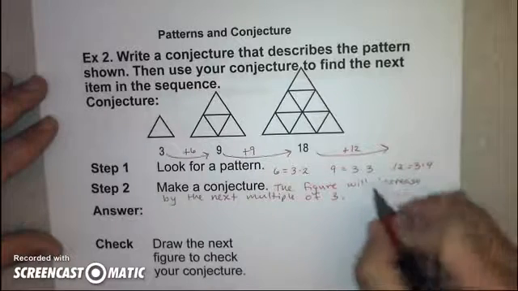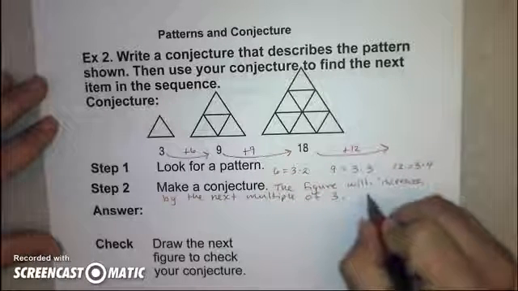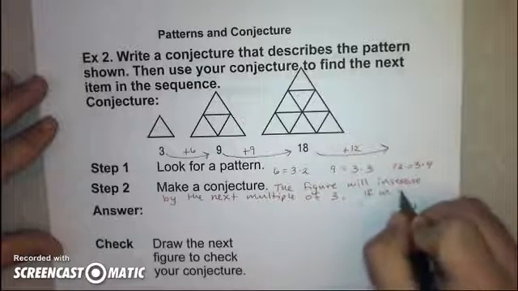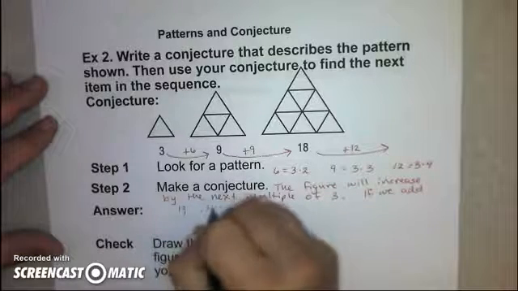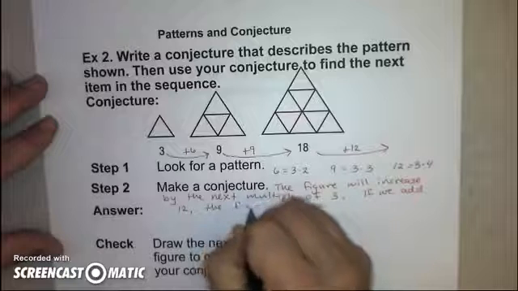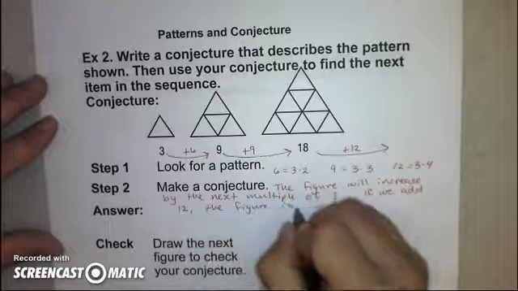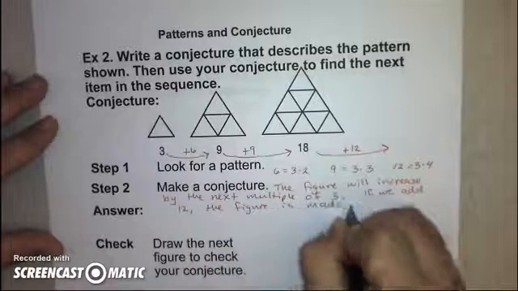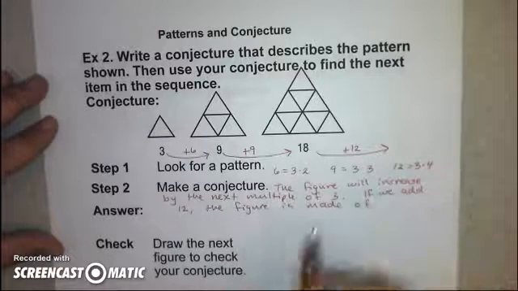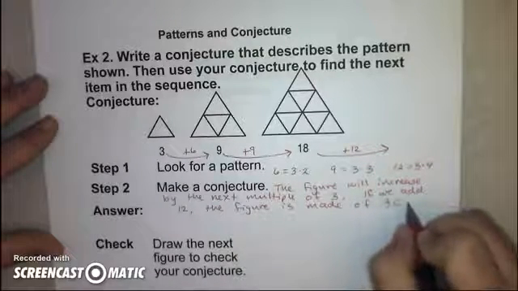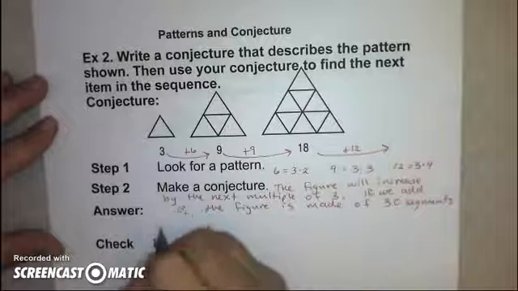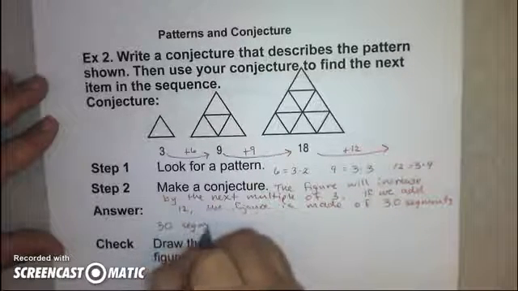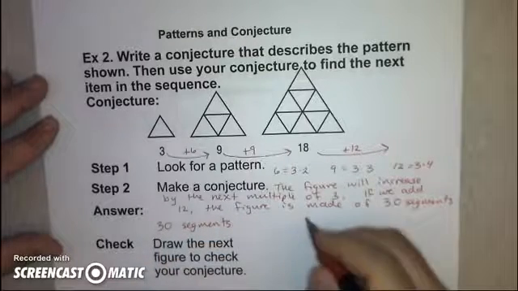Okay, so in this case, if we add 12, the figure is made of 18 plus 12, 30 segments. So the answer is using 30 segments, and we can draw that.